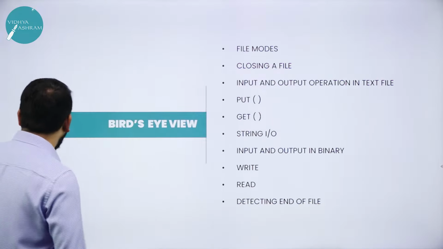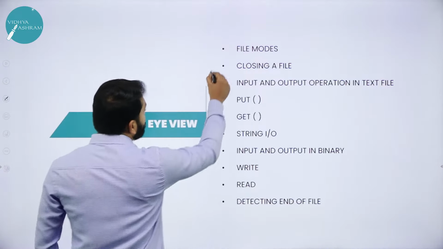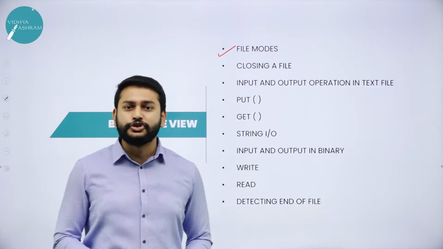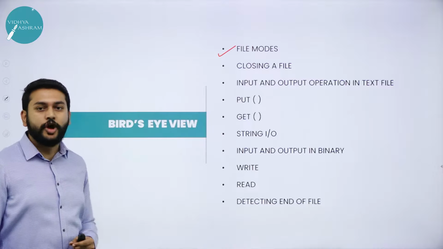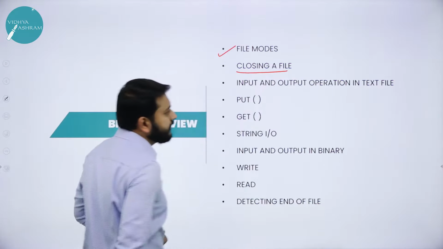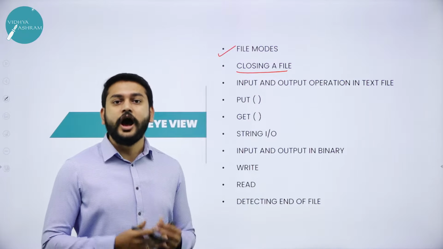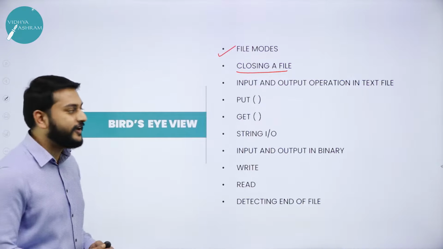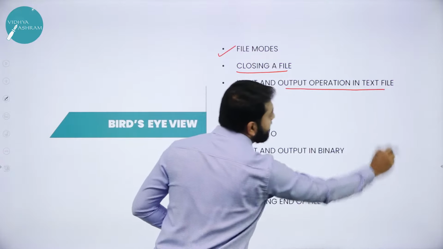Moving on to the second session. In this session, I will be discussing the different file modes that I have. It is a very important topic that all of you should look into because you will be asked a question on it. Along with that, I will also discuss one more topic, closing a file. How do I close a file? In session 1, I discussed how we open the file. In this session, I will be discussing how we close the file, and also input and output operations in a text file.